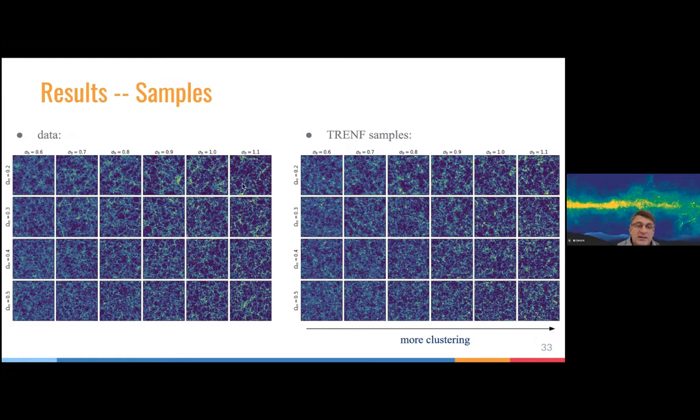And then in this direction, we're varying the amplitude of fluctuations. This is low amplitude, this is high amplitude. You can see that for high amplitude, we get more clustering. Okay, visually, this is what we get. Sorry, this is the training data, and this is what we get on the samples. And visually, they're indistinguishable. We get pretty much the same looking structures on the samples.